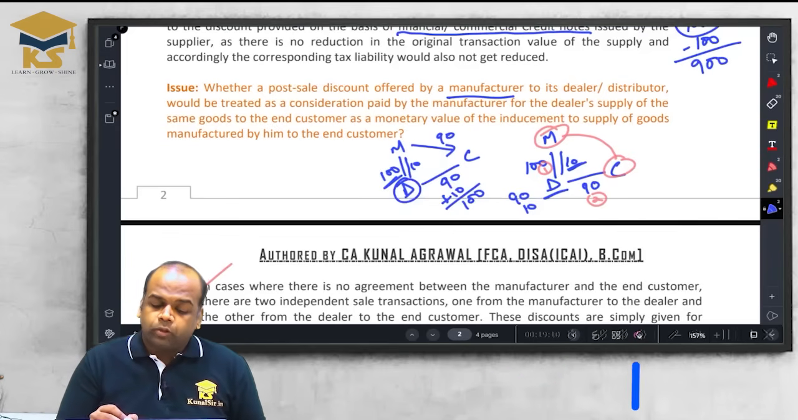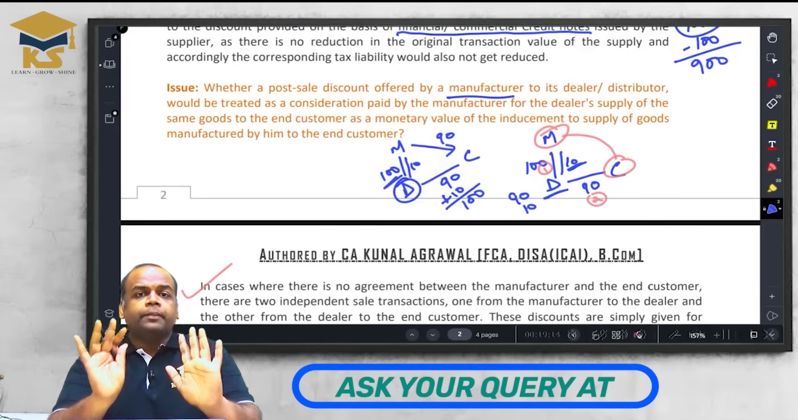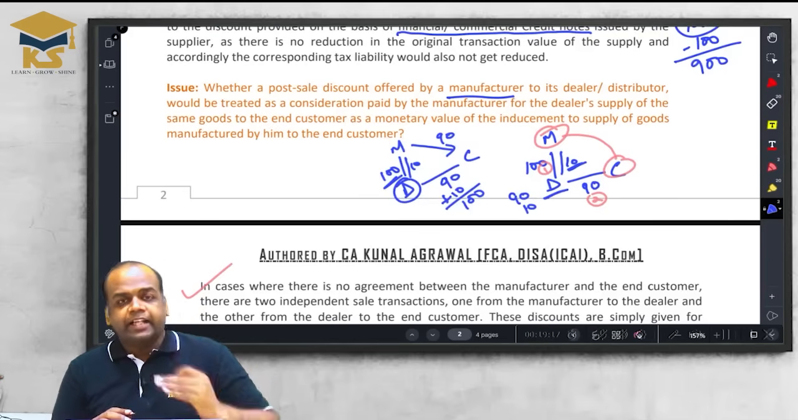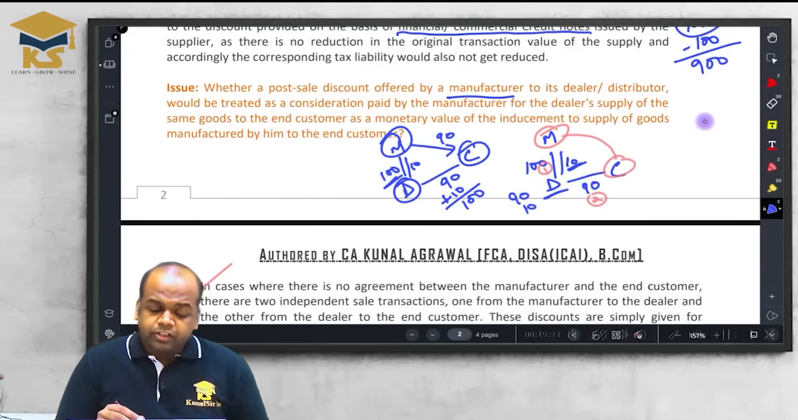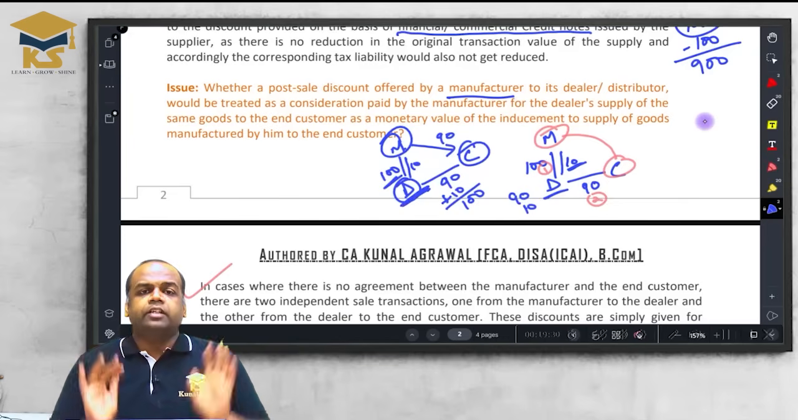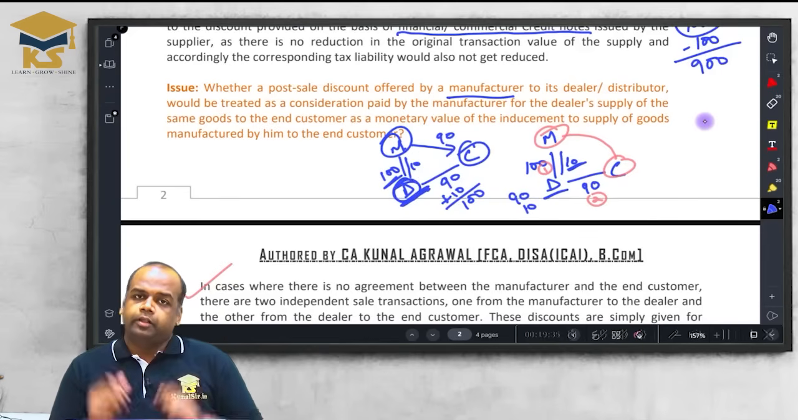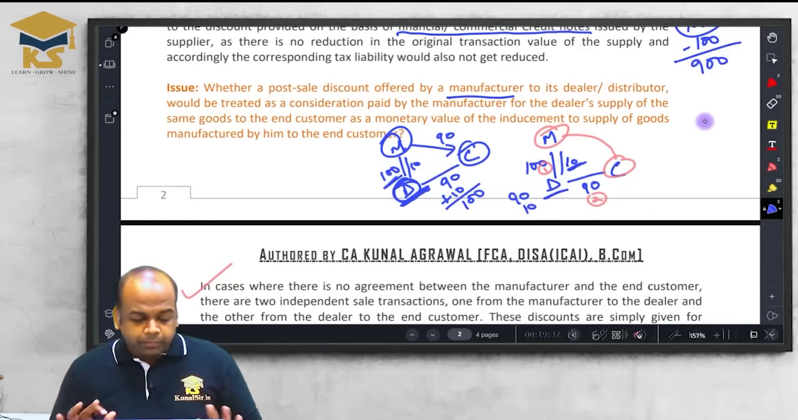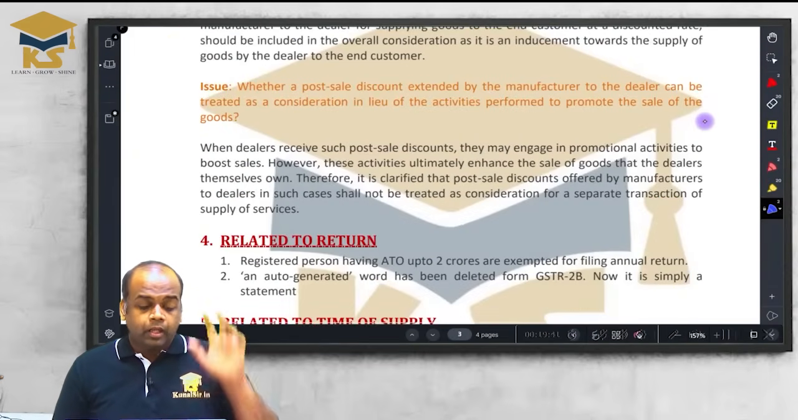The actual tax payable will be on the lower amount for the customer, right? Clear? So what you have to remember for exam purpose: if there is an agreement between manufacturer and customer, then such discount will be added in the value of dealer. If there is no agreement between manufacturer and customer, then such commercial credit note will not be included in the value of dealer. A thumb rule. Clear concept? So that is also we concluded.